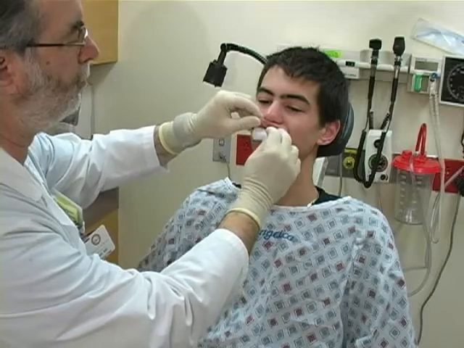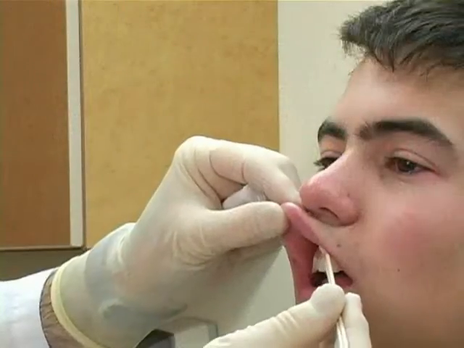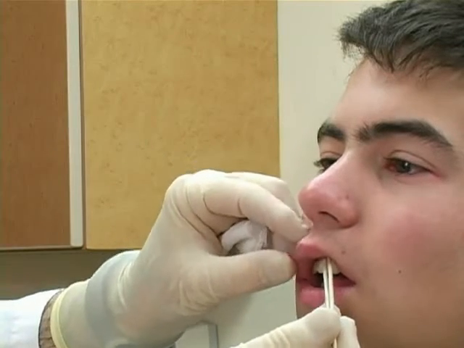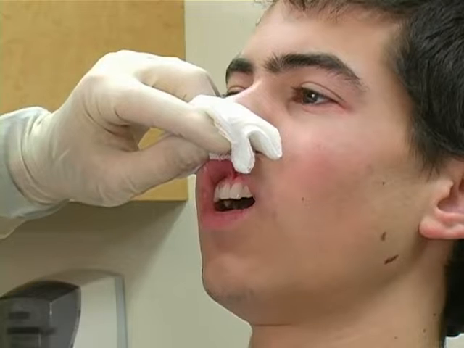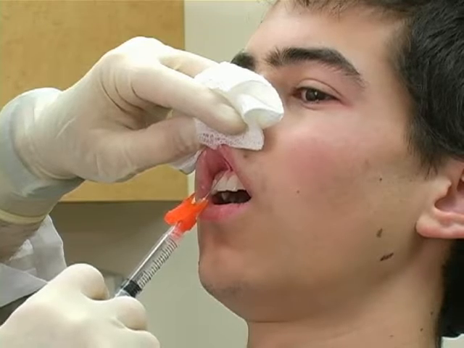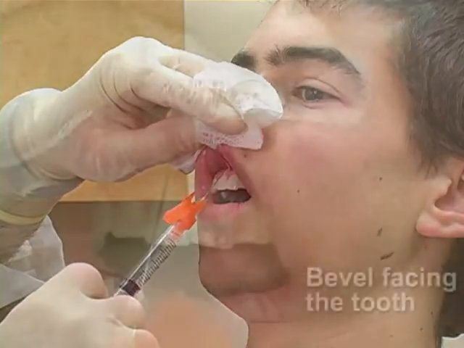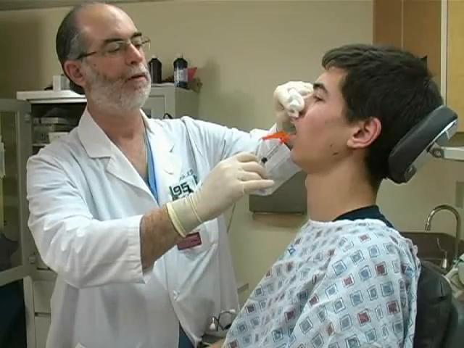Dry the buccal mucosa around the tooth with a piece of gauze and then apply a topical anesthetic such as benzocaine. Next, grasp the lip with a piece of gauze and pull it outward to delineate the mucobuccal fold. Insert a 25 gauge needle through the fold with the bevel of the needle facing the tooth and slowly advance it along the long axis of the tooth.